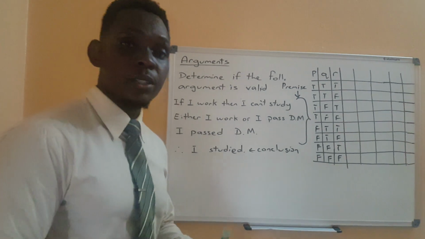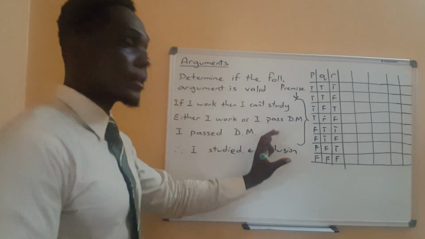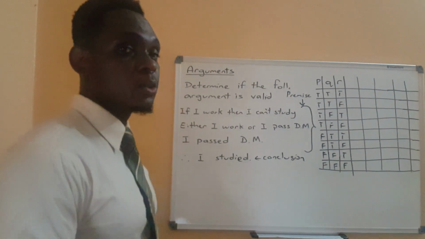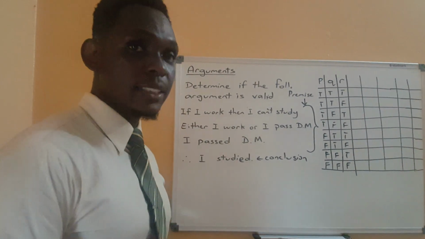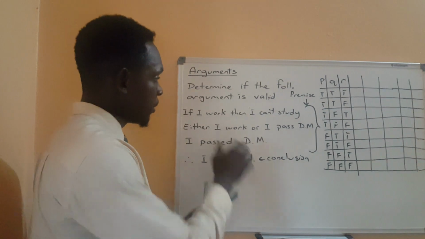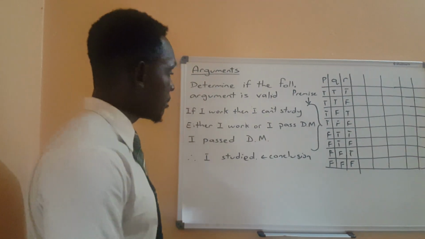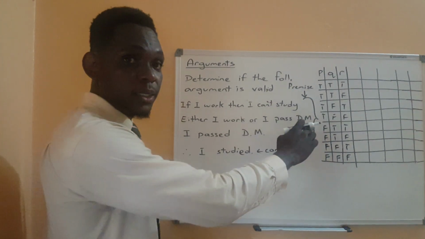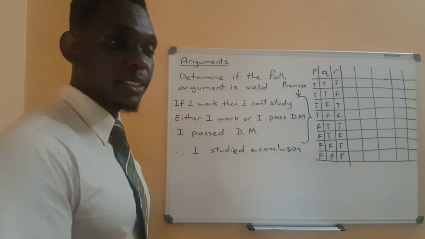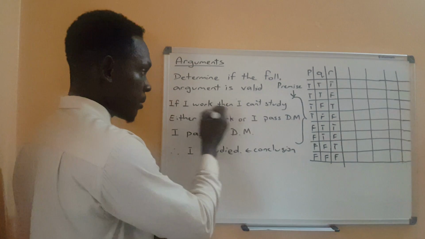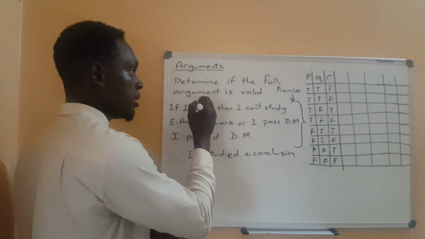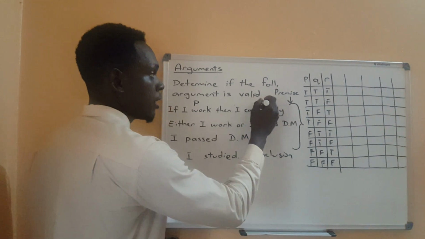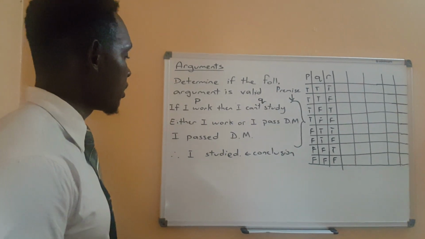Now what we're going to do is write this symbolically, since we have it in words. What we will do is assign variables to the different statements. Here we have a conditional statement: if I work, then I can't study. The two statements here are: I work, which we call P, and the next one, I can't study, which we call Q.